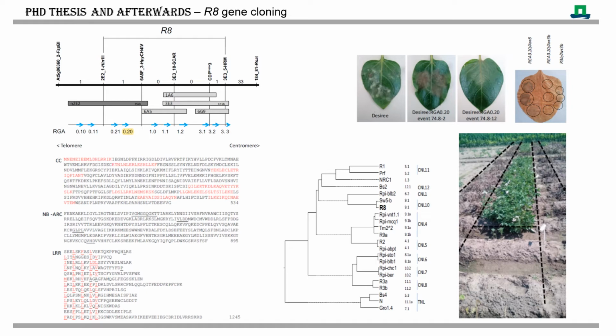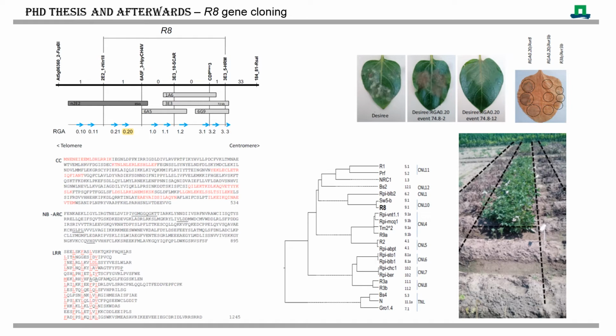Later on, a new BAC library was used, which was constructed by partial restriction enzyme digestion instead of mechanical shearing that was used in constructing the first BAC library. Indeed, four additional complete RGAs, 0.10, 0.11, 0.20, and 0.21, were found, and complementation analysis and co-expression of RGAs with AVR8 in Nicotiana benthamiana revealed only RGA.20 induced HR response. All sequences for 10 parallel RGAs had high homology to the tomato R gene SW5.